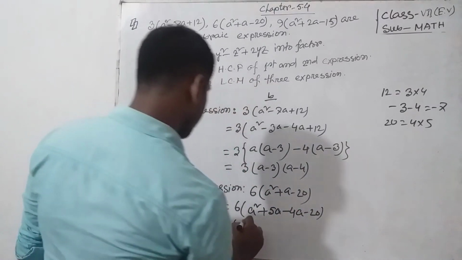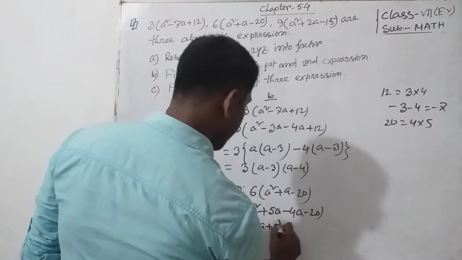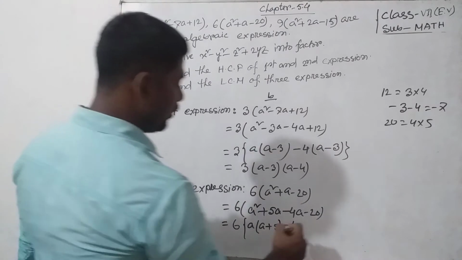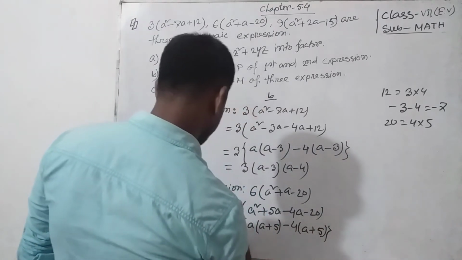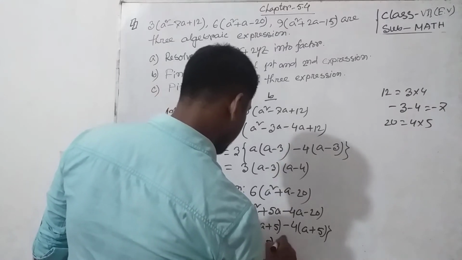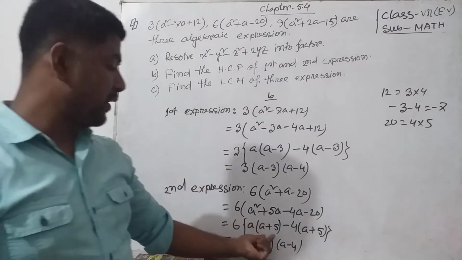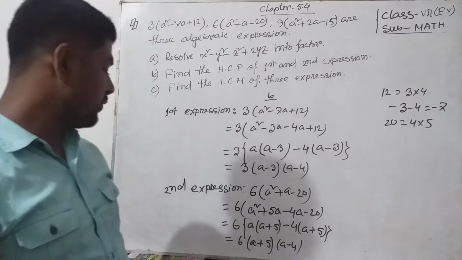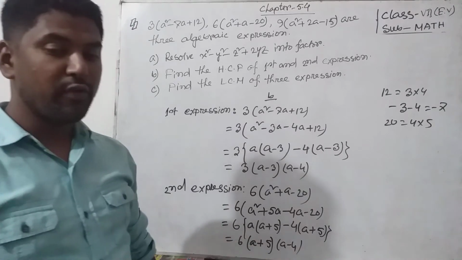6 into, we can write a plus 5 minus 4. We can write it a minus minus plus 4 5 20. So we can write a plus 5 into a minus 4. Here the common factor is a plus 5. So we can write 6 into a plus 5, and another factor will be a minus 4.